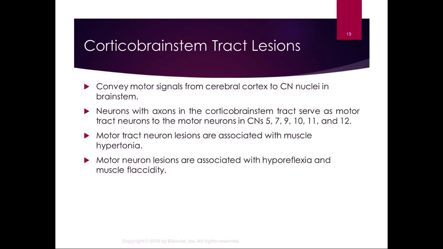Motor neuron lesions that are associated with hyporeflexia and muscle flaccidity, those are the lower motor neurons. So if it's upper motor neurons, hypertonia; lower motor neurons, hyporeflexia and muscle flaccidity. So when we talk about the symptoms of brainstem dysfunction, some of them are hypotone and hyporeflexia, and some of them are hyper.